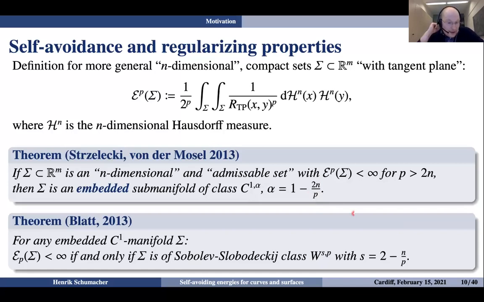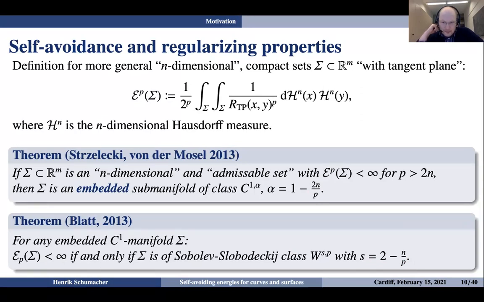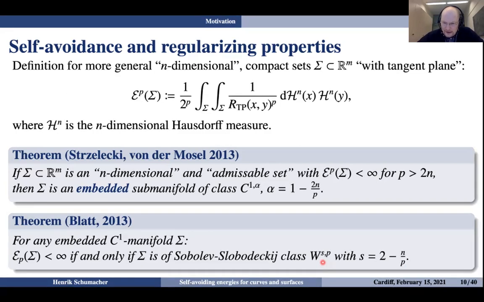And one can even show that if the energy is finite, then there is a certain Sobolev space that belongs to the surface. So one finds a parameterization with a fractional differentiability. So 2 minus n over p is in all cases larger than 1 and smaller than 2. So W as p, you really read it as functions, measurable functions, or parameterizations, with s fractional derivatives in some LP.